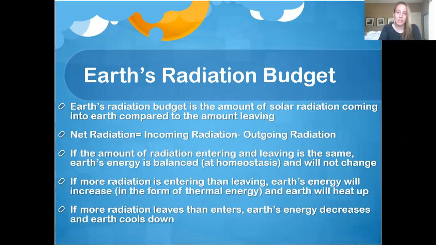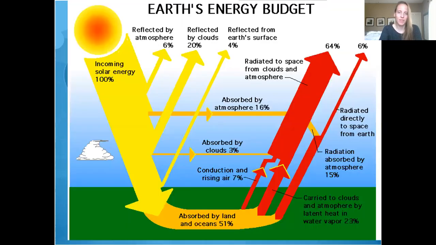This is what has happened in the past with ice ages and stuff like that. So 100% of the solar energy that comes towards Earth is going to be broken up into the energy that's reflected, the energy that is scattered, and the energy that's absorbed.